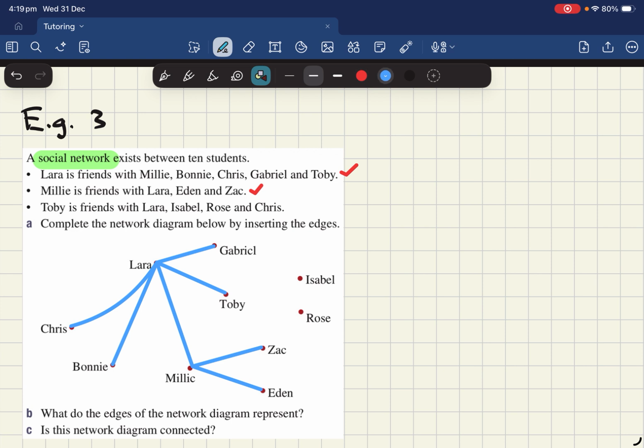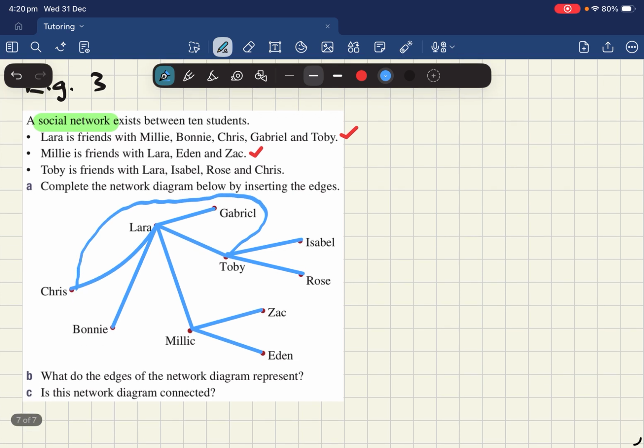And now the third. We know that Toby is friends with Lara. We already have that. He's friends with Isabel. He's friends with Rose. And Toby is friends with Chris as well. We'll draw this one here. Okay, so all of these now have been accounted for. Just for this last one, let's actually get rid of this shape feature just so you can see this a bit nicer. Toby is connected with Chris too. So we have our network diagram.